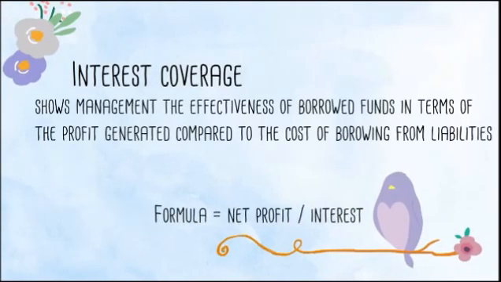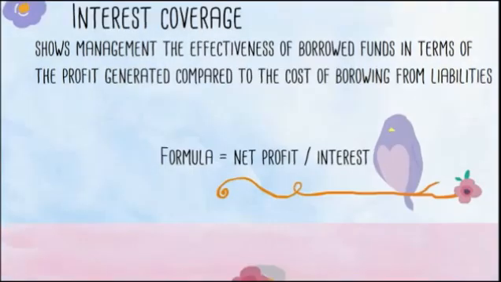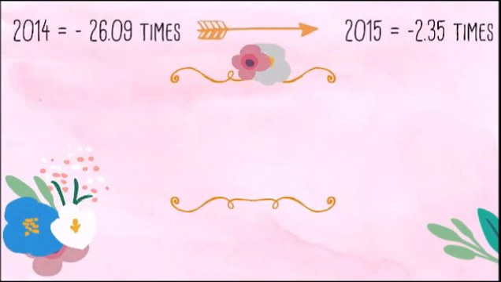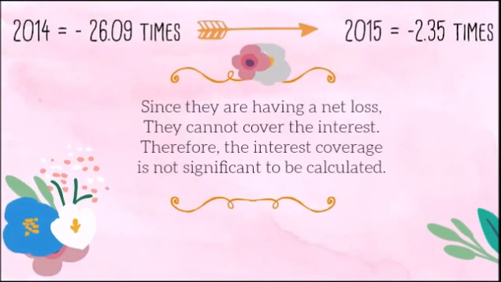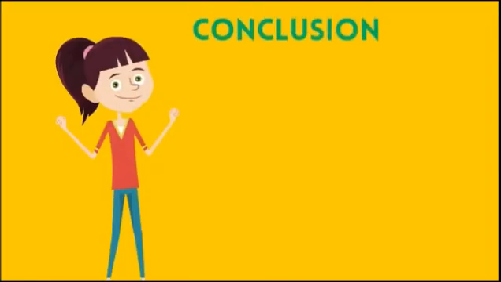Interest coverage shows management the effectiveness of borrowed funds in terms of the profit generated compared to the cost of borrowing from liabilities. The interest coverage has improved, however, since they are having a net loss, they cannot cover the interest. Therefore, the interest coverage is not significant to be calculated. A strategy that they can use is by controlling their expenses so that they don't have a net loss.